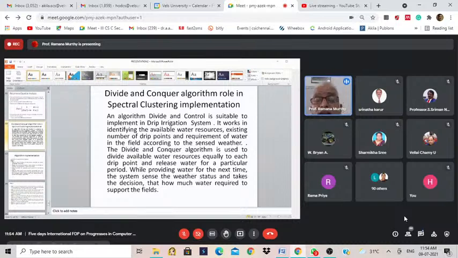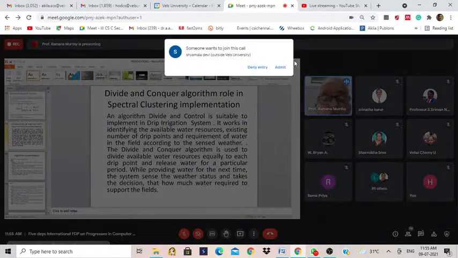The divide and conquer algorithm is used to divide the entire water resources equally to each drip point and release water for a particular period while providing water for the next time. The system senses the water status and takes the decision on how effective a decision can be taken there. That's how effective management of the water that can be distributed can be taken care of here. So what is required to support the fields?